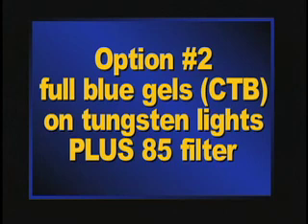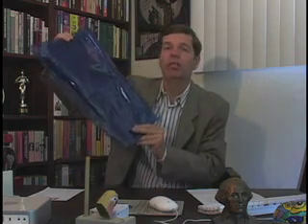The other approach is to put full blue gels or CTB on your tungsten lights. So the sun is producing all this blue light, you have full blue gels on your tungsten lights producing blue light, and then you put an 85 filter in the camera to erase all the blue. With either approach, you're balancing three things: your two light sources and your film stock. If you do it properly, everything will be fine.